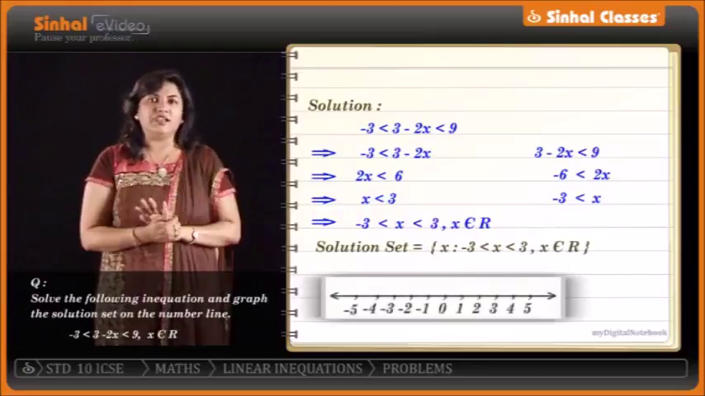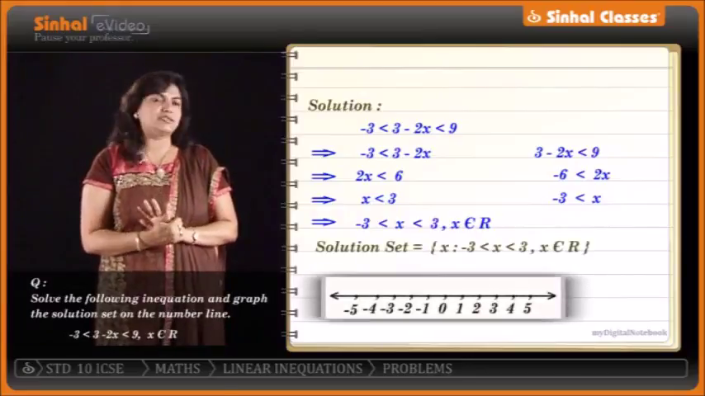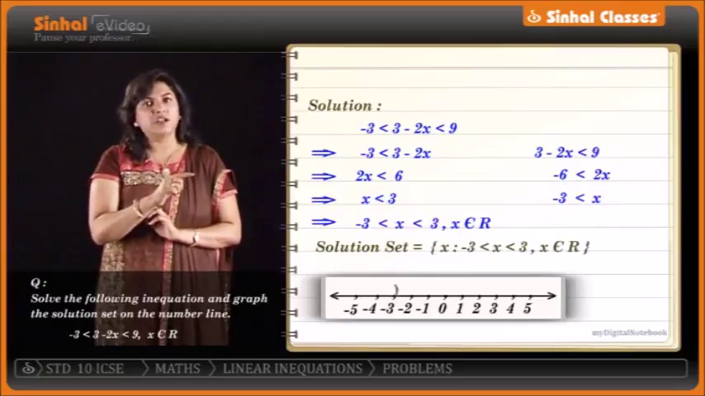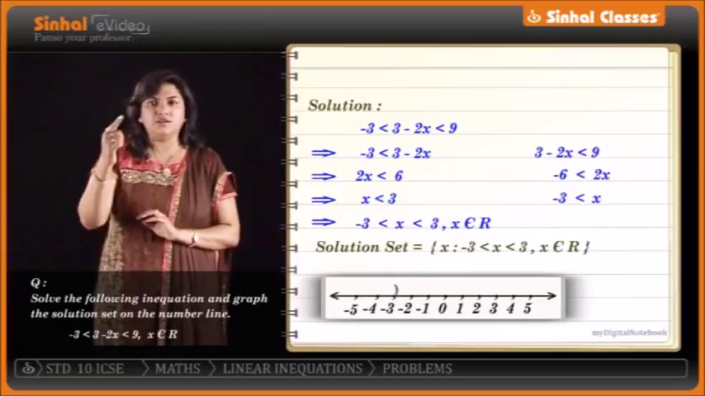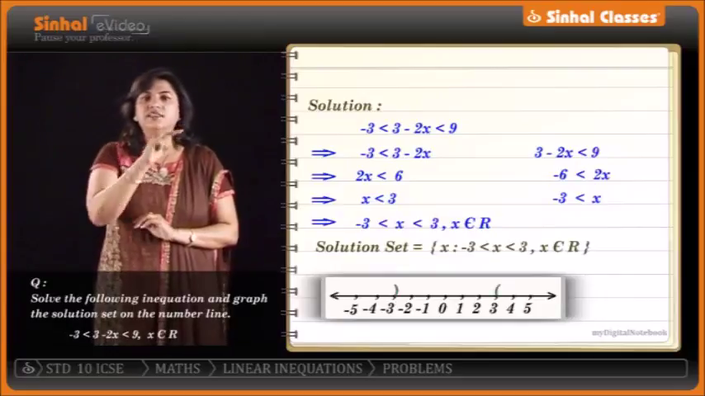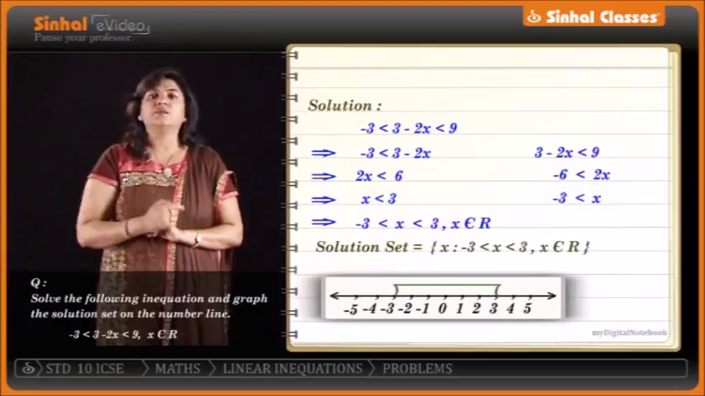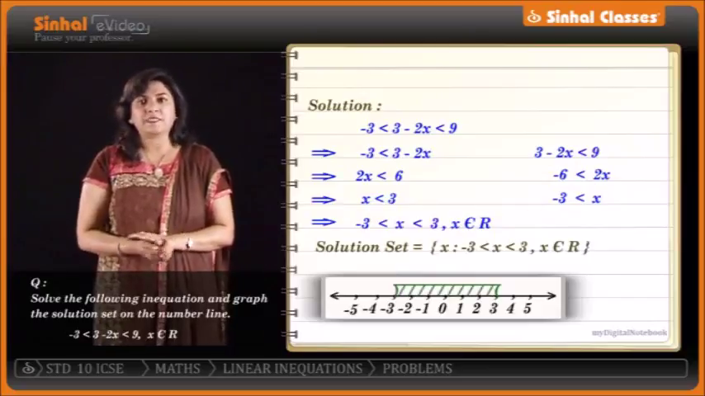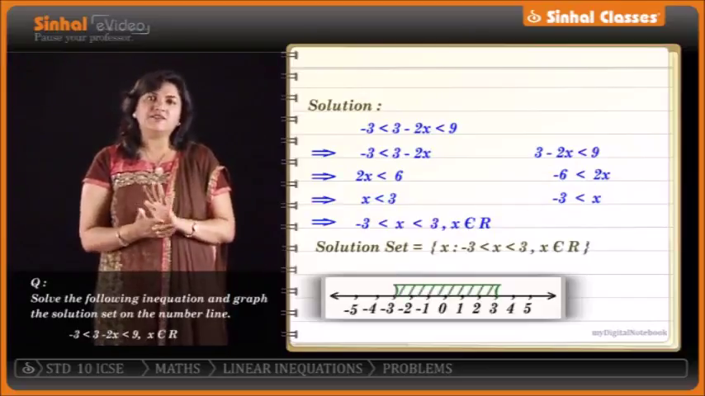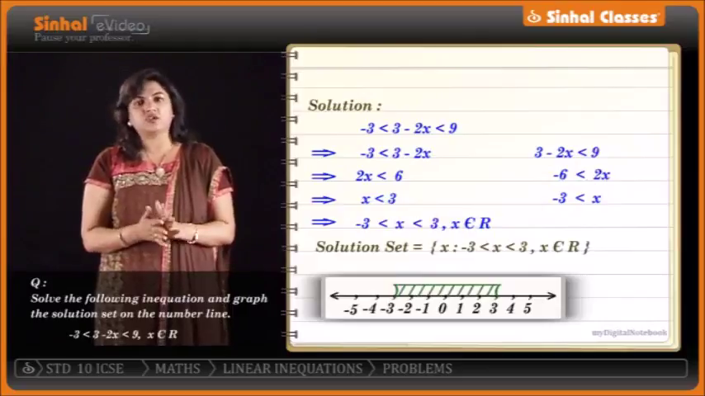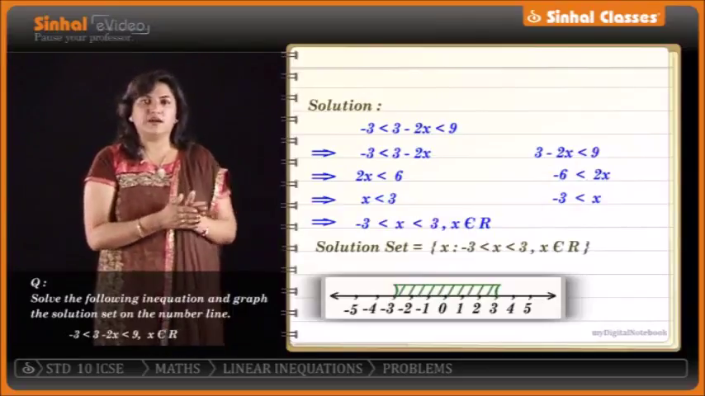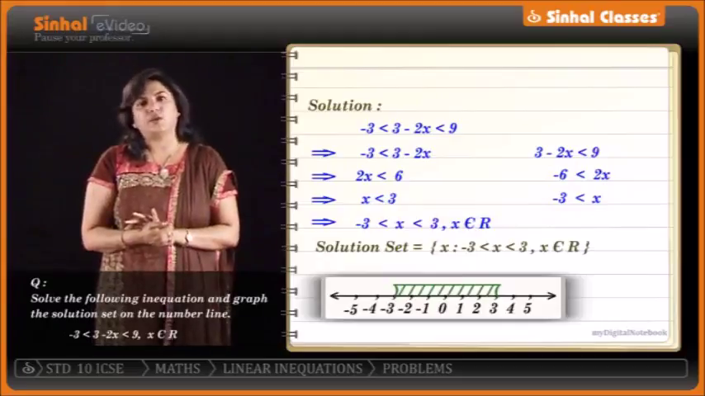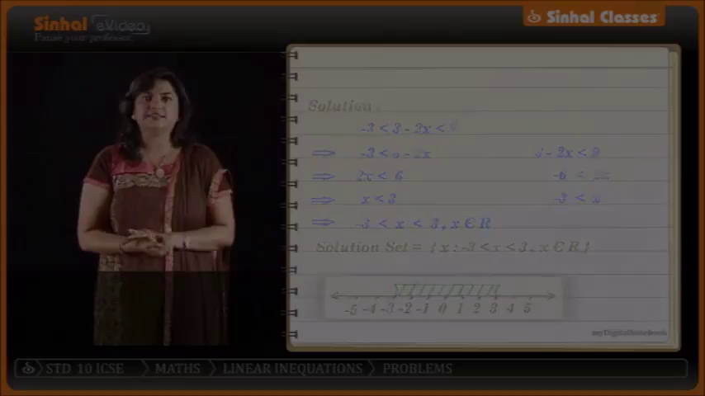Now we draw the number line. Minus 3 is excluded from the set. We draw a curve. Similarly, 3 is excluded. We draw a curve at 3. Now join these two curves by a straight line and shade the area between them. Now please note, whenever we draw a number line, we should have at least 2 extra numbers before and 2 extra numbers after the required solution set.